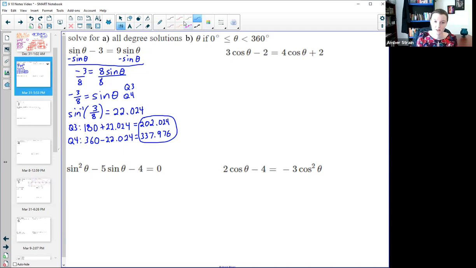Okay, so let's try that again right here. So again, first, the only real new stuff is just that little bit of algebra, getting cosine all by himself. So I'm going to bring my cosines together.